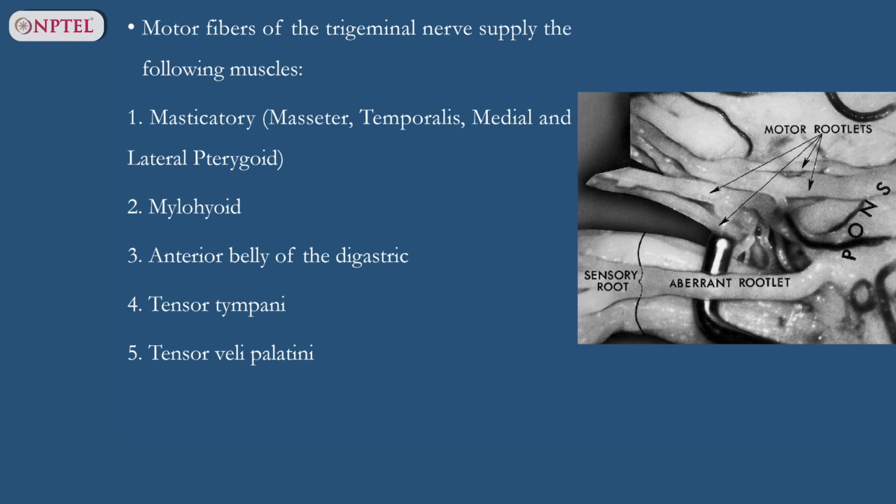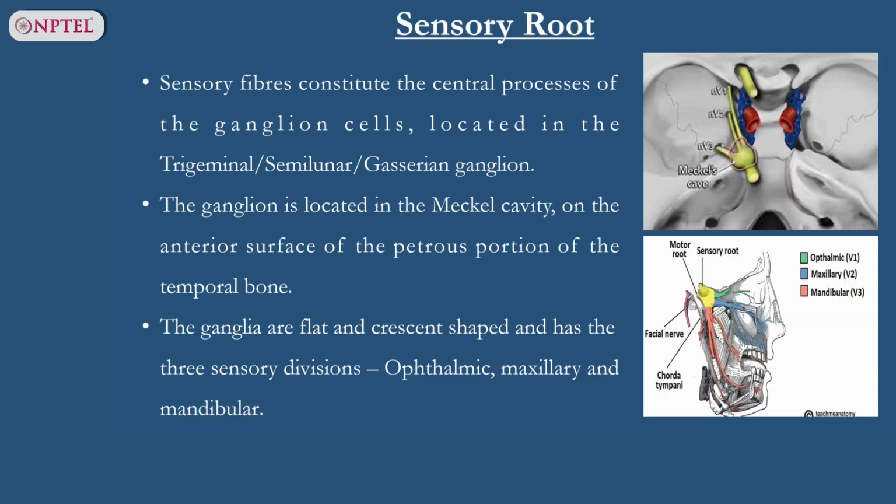The motor branch of the trigeminal nerve supplies the following muscles: the muscles of mastication like masseter, temporalis, medial pterygoid and lateral pterygoid, the mylohyoid muscle, the anterior belly of digastric, tensor tympani and tensor veli palatini muscles.